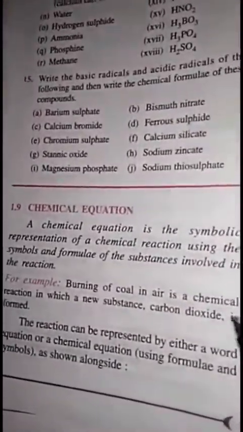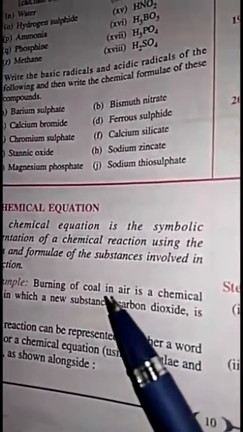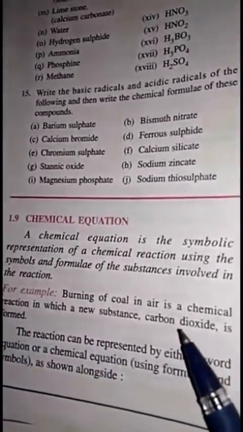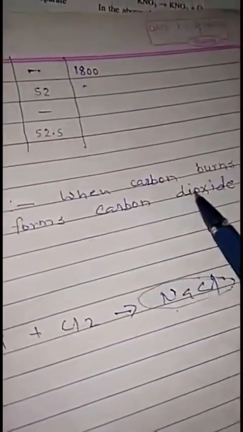Here, for example, is the burning of coal. It is a chemical reaction. A new substance is formed, that is carbon dioxide. First of all, if we say when carbon burns, it forms carbon dioxide, we are giving a statement. This one is your statement: when carbon burns, it forms carbon dioxide.